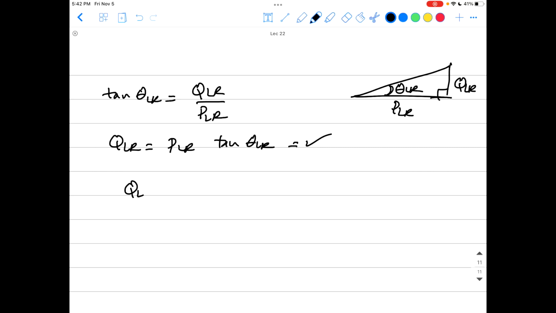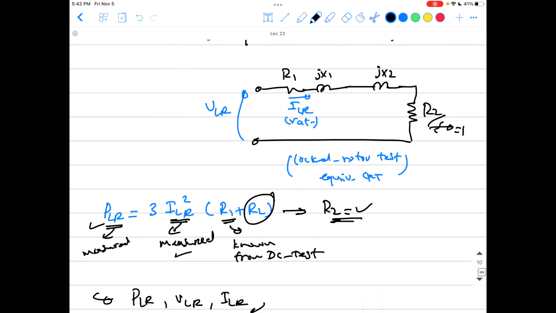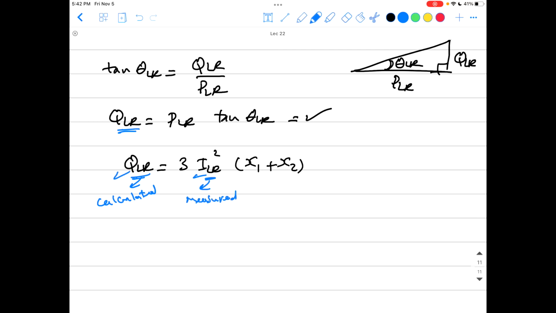And you know that Q locked rotor goes in this circuit for the X's. So the P goes in the resistances and Q goes in the reactances. You know that. You have two reactances, X1 and X2, in series for this circuit. So the Q will equal 3 I locked rotor squared times X1 plus X2. Yeah, Q locked rotor here is just calculated. We have just found it here. Yes, I locked rotor is measured. You know it. Okay, so this is known, this is known.